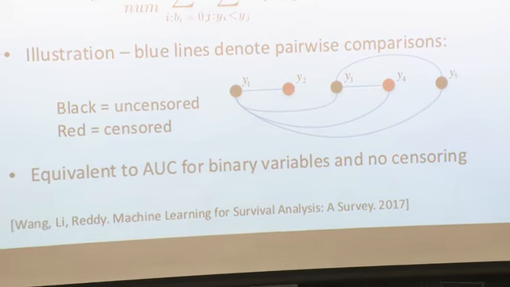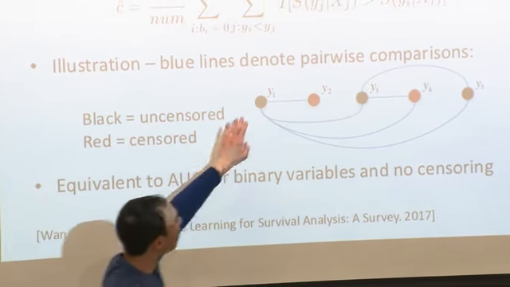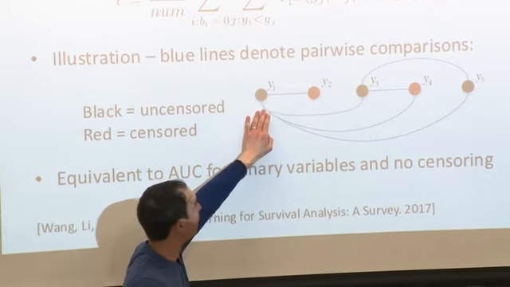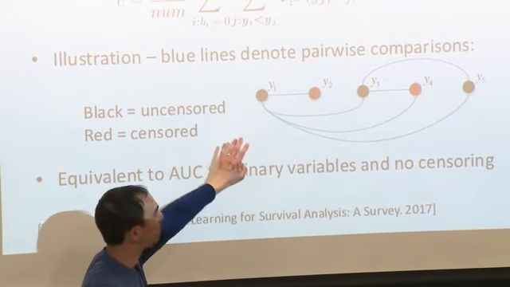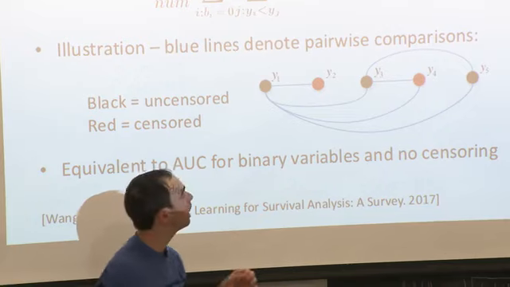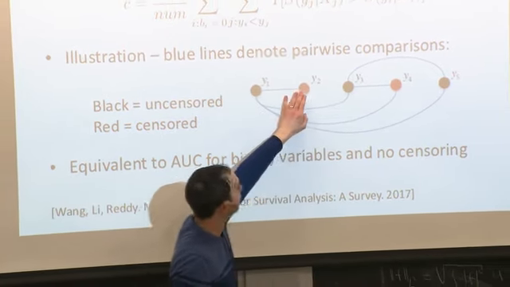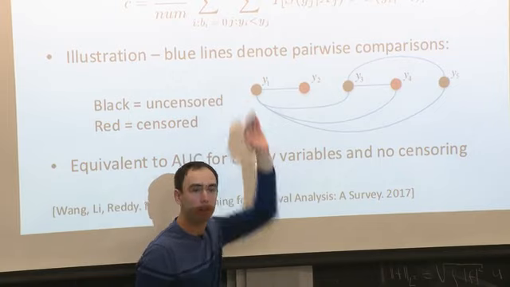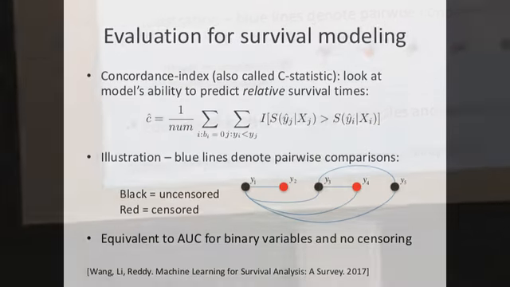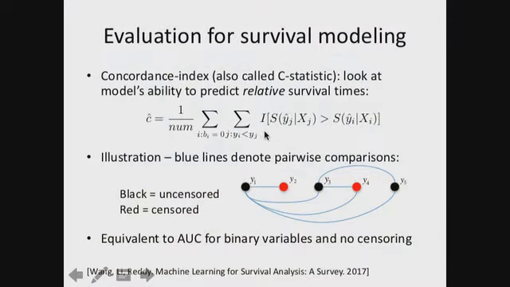So what I'm showing you here with each of these lines are the pairwise comparisons that are actually possible to make. You can make pairwise comparisons, of course, between any pair of events that actually did occur, and you can make pairwise comparisons between censored events and events that occurred before it. Now, if you look at this formula, it's looking at an indicator of survival functions between pairs of data points, and which pairs of data points? Precisely those pairs which I'm showing comparisons of with these blue lines here.